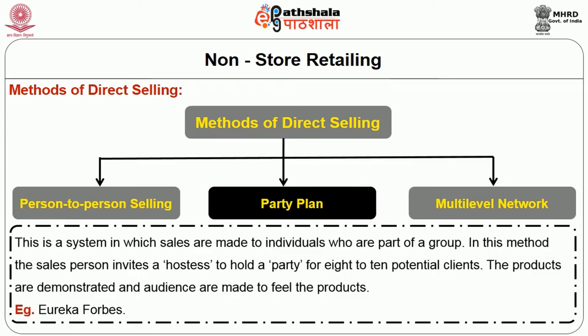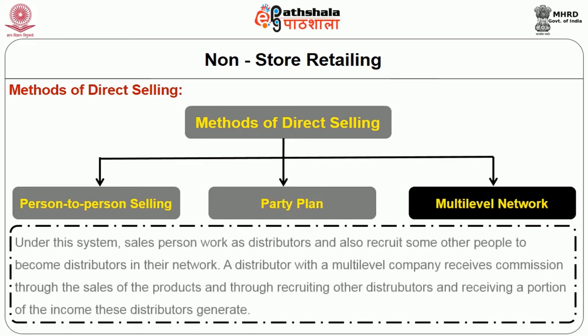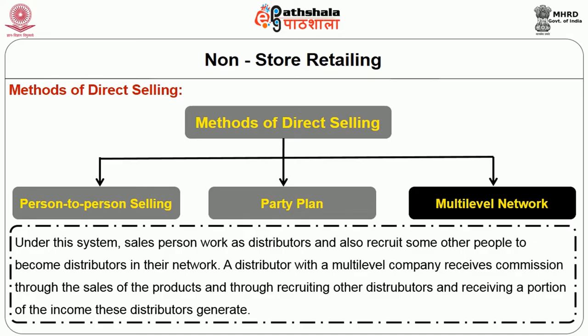In this system, sales are made to individuals who are part of a group. In this method, the salesperson invites a hostess to hold a party for 8 to 10 potential clients. The products are demonstrated and audience are made to experience the product. And the third one is the multi-level network. Under this system, salespersons work as distributors and also recruit some other people under them as distributors.